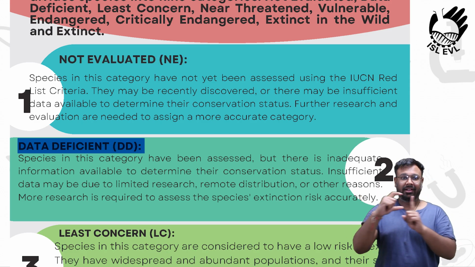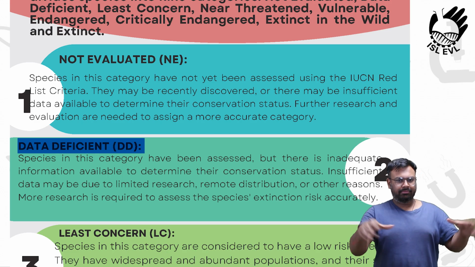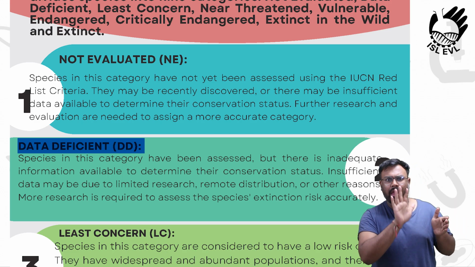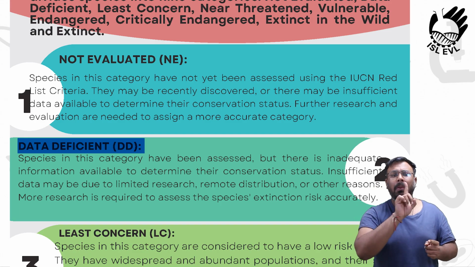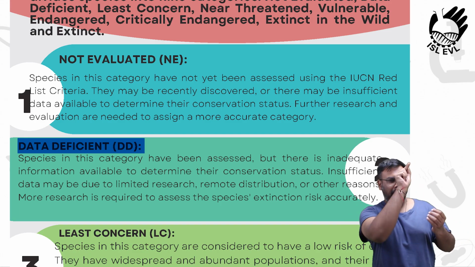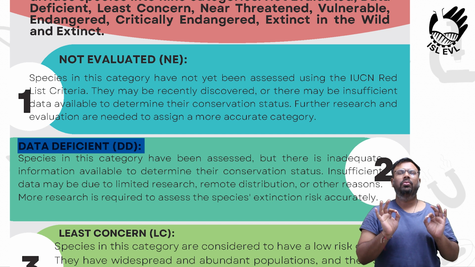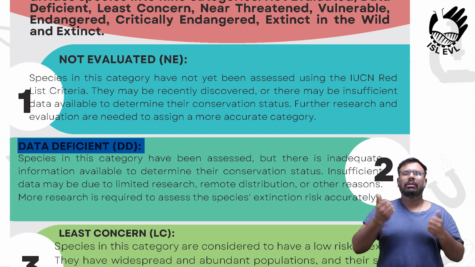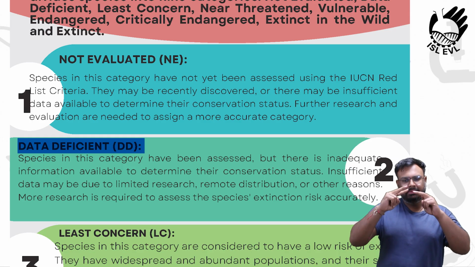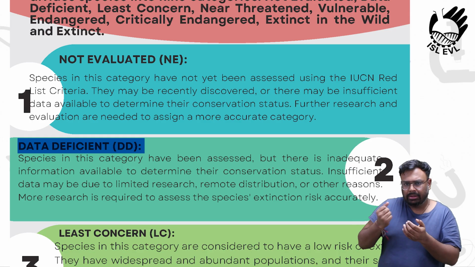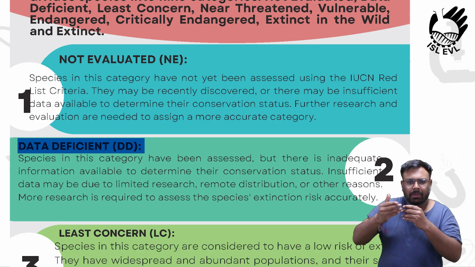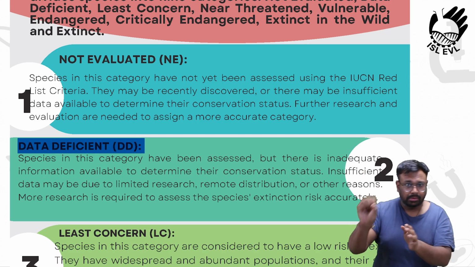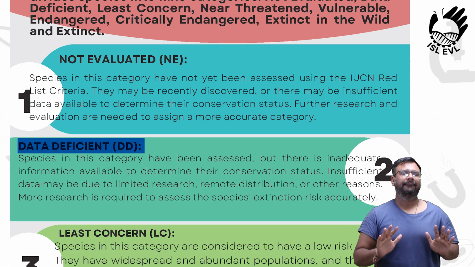Data Deficient, DD. Species in this category have been assessed, but there is inadequate information available to determine their conservation status. Insufficient data may be due to limited research, remote distribution, or other reasons. More research is required to assess the species' extinction risk accurately.